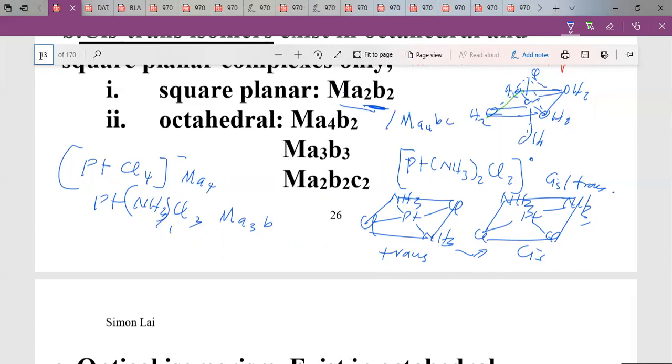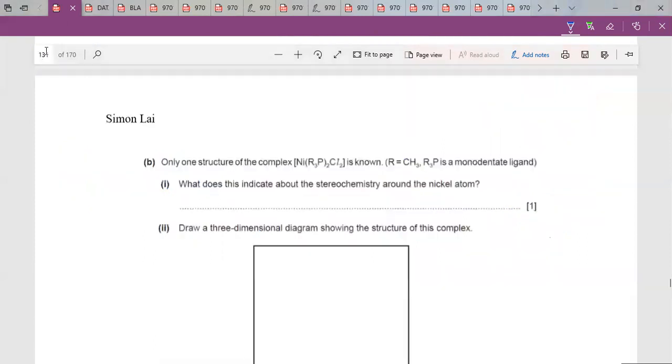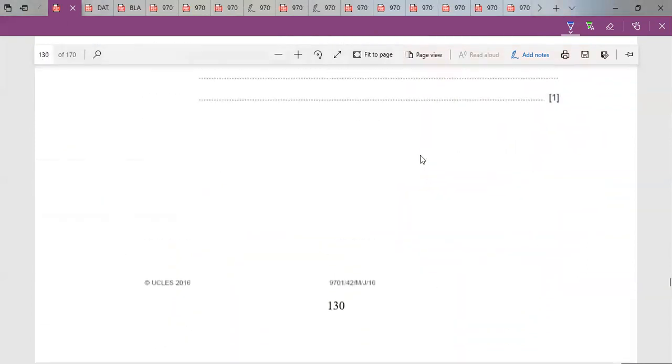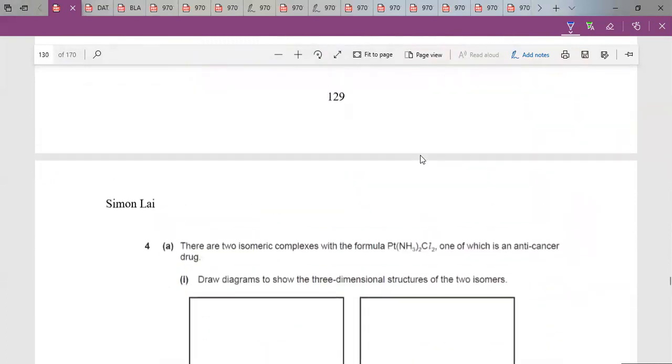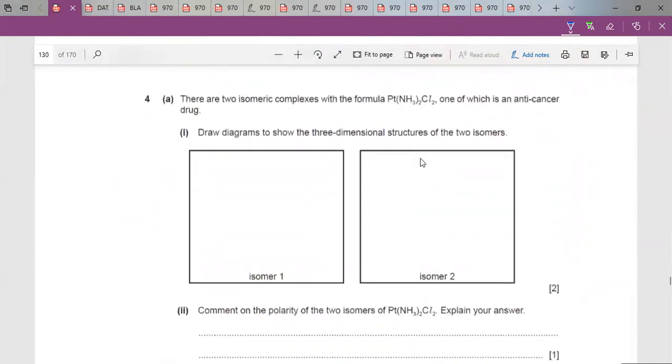Question 130, let's go in order. It's got lots of variation, the perfect example. There are two isomeric complexes with the formula Pt(NH3)2Cl2. Platinum is +2, chlorine is 1 minus each, so overall +2 and -2 gives 0, isn't it? One of them is an anti-cancer drug.